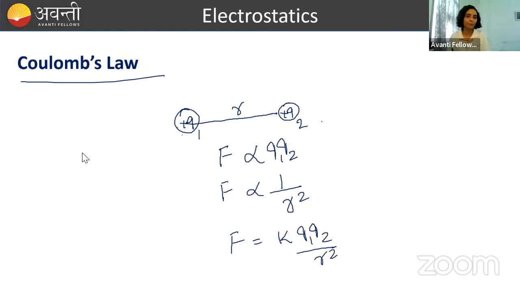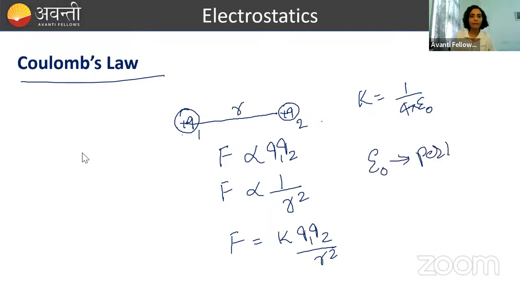Now what is this K? This K is nothing but 1/4 pi epsilon naught. Now this epsilon naught is a new quantity for you people. Later I will explain. This is called permittivity in vacuum. I will explain what is permittivity, but for now epsilon naught is what it is. Permittivity in vacuum.